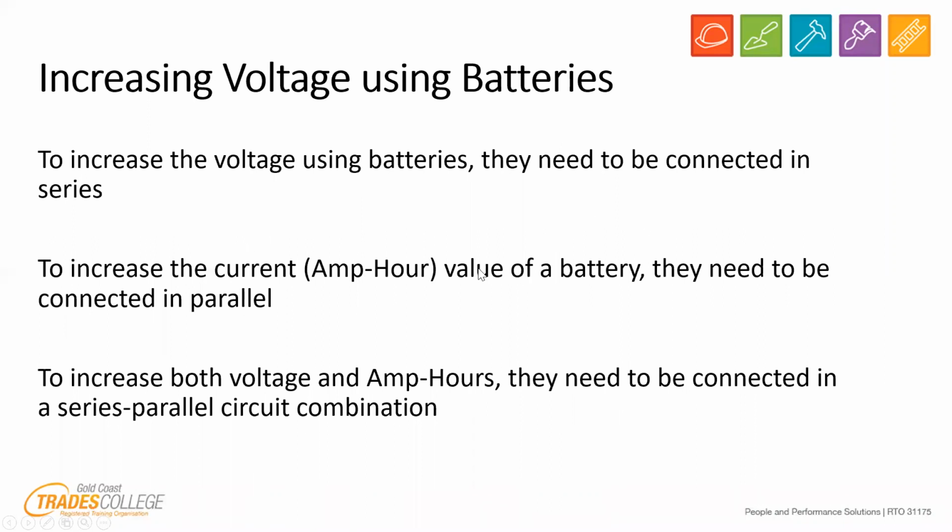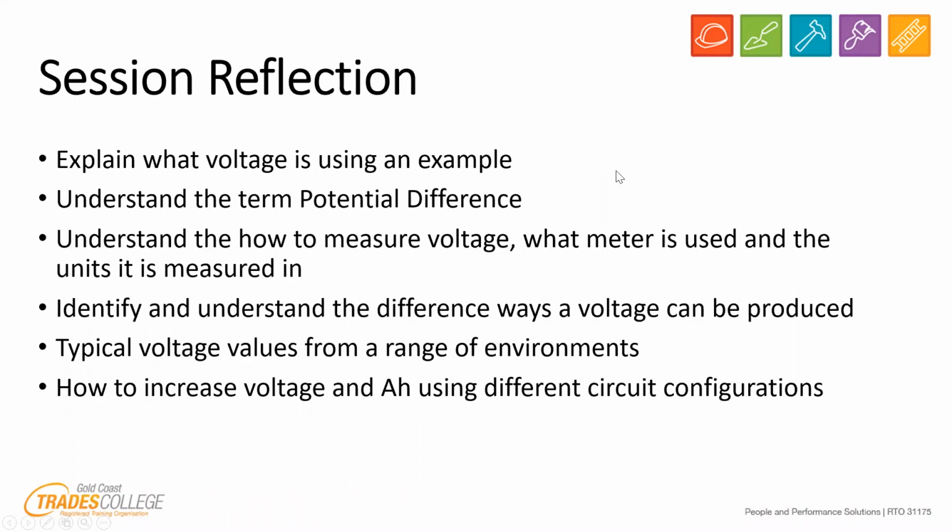This just confirms what I just talked about. So to increase the voltage using batteries, connect them in series. To increase the amp hours, connect them in parallel. To increase both, they need to be connected in a series parallel combination circuit. All right. Okay, session reflection.